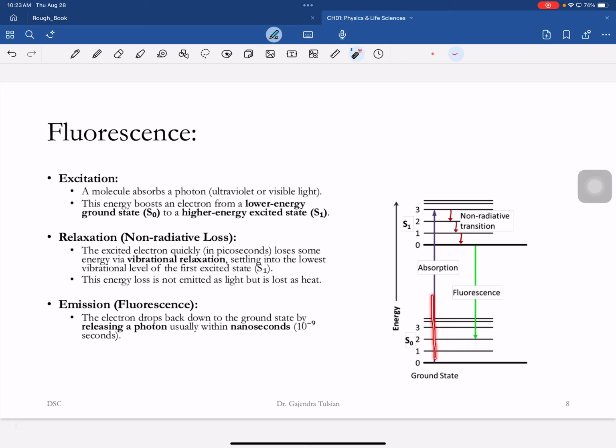You shine UV light on the tag molecule. The tag molecule absorbs the UV light. It gets excited to this level. And then it loses some of its energy via heat. That happens within a trillionth of a second. It loses some energy via vibrational relaxation, settling into the lowest vibrational level.